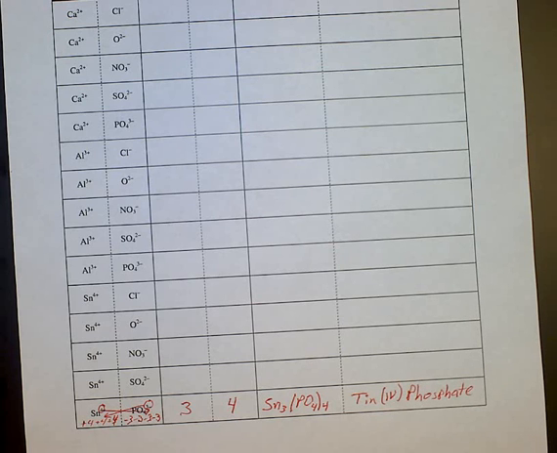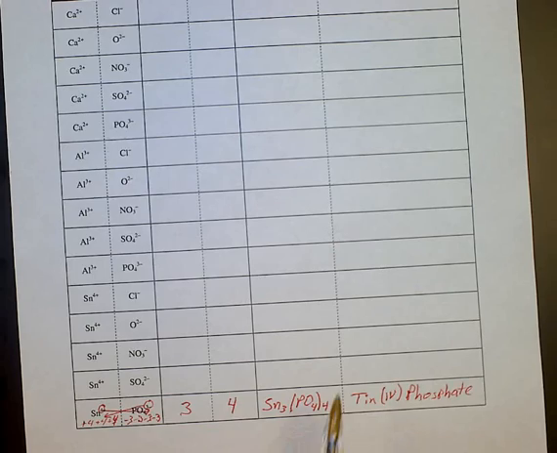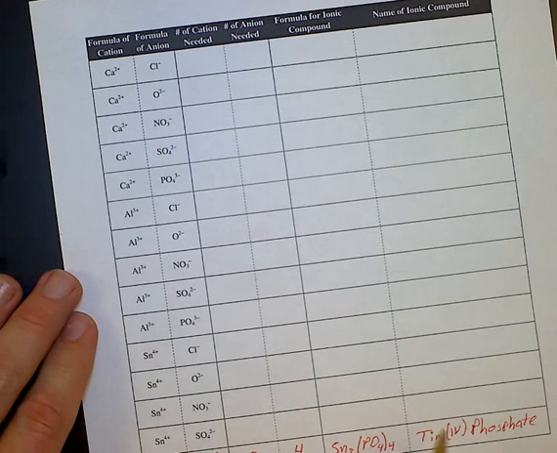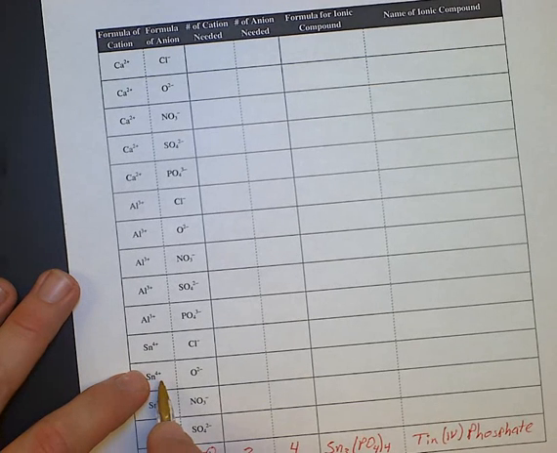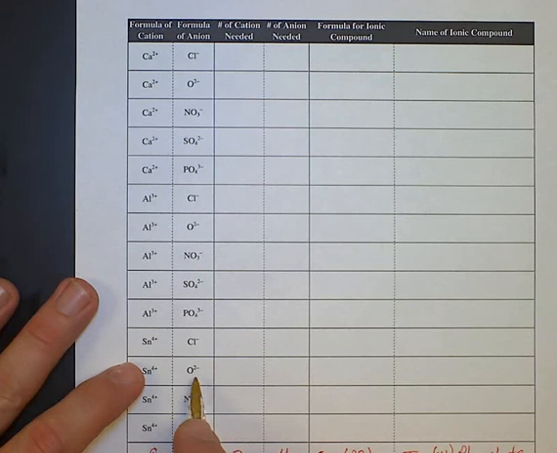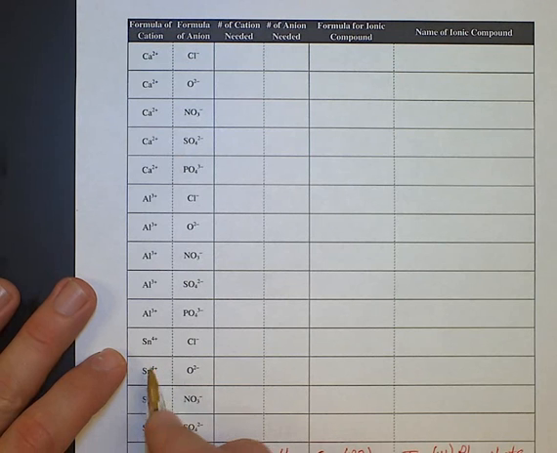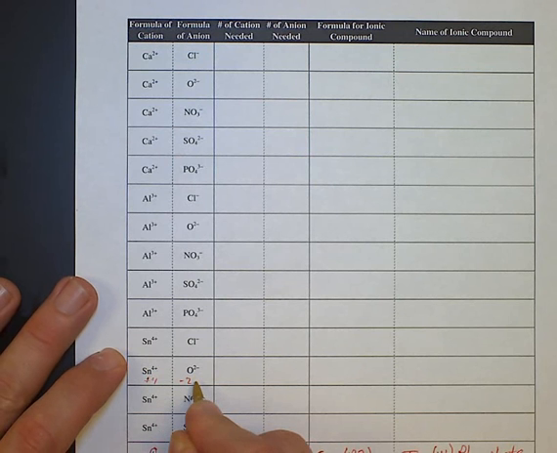If we have a situation where we have 2 charges that cancel out, like this one on tin(IV) oxide, we have a +4 and we have a -2. So in order to get 0, I need 2 -2s.